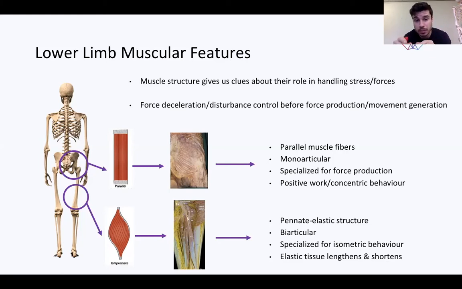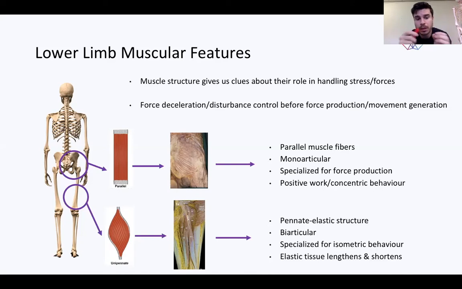Now, just to emphasize this point again at the top, we need to be able to decelerate forces before we produce them. Or we need to be able to control disturbances acting on our system before we try to overcome them, because the environment is always acting on our system first. And this is one of the main reasons why we have this differentiation from proximal to distal in our muscle structure. But not only muscle structure, the joint organization as well. But we'll get to that later.